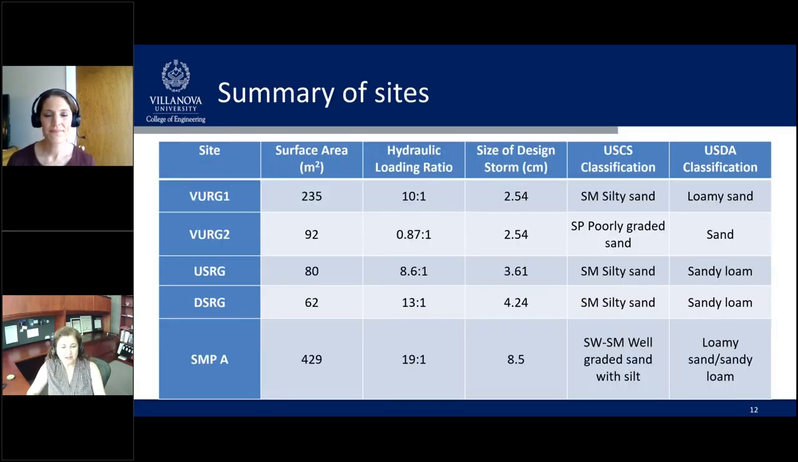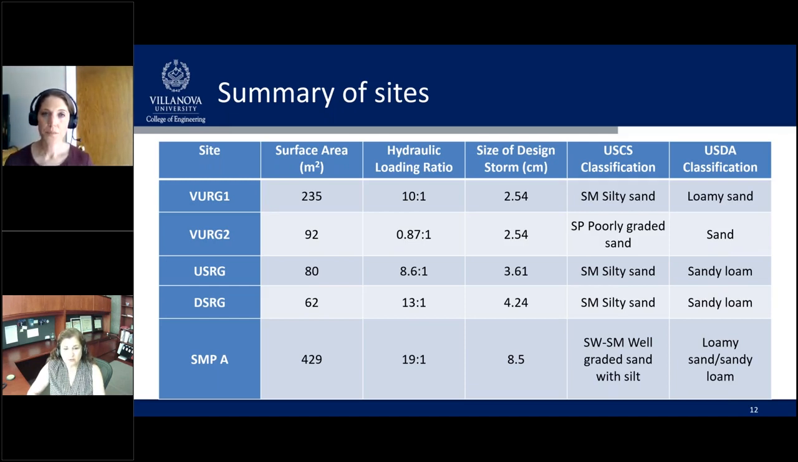All right, well, thank you so much, Dr. Sample Lord. This is a summary of the sites that we looked at. VURG1 actually is the site that you saw earlier in today's presentation. It is a moderately sized rain garden. It has what is considered a typical hydraulic loading ratio for the state of Pennsylvania. And by hydraulic loading ratio, what we mean is that it's a representation of what the impervious drainage area into the pervious area of the rain garden and what that ratio is.